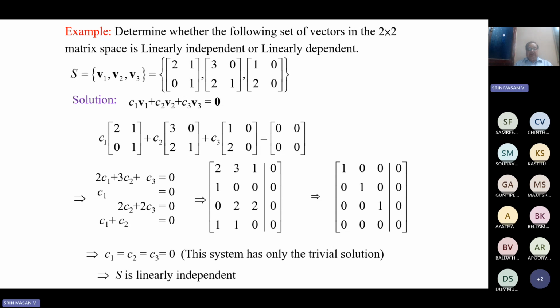So from this equation, when C1 equal to 0, C2 equal to 0. From this equation, since C2 equal to 0, C3 is also 0. Therefore, it very easily gives you the result that C1 equal to C2 equal to C3 equal to 0, which means S is a linearly independent vector set, or the vectors themselves can be called linearly independent vectors.